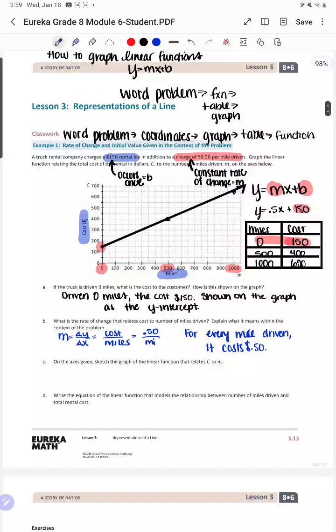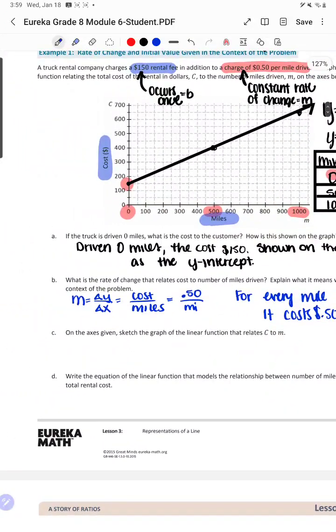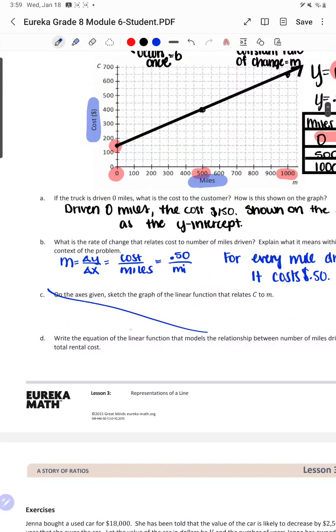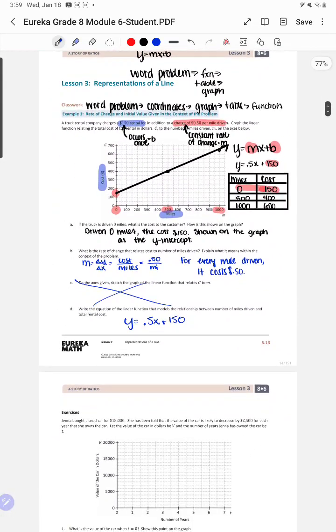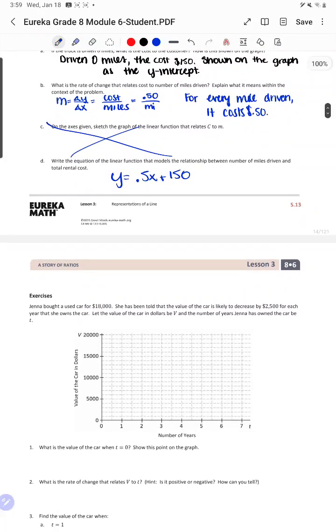And that's our meaning. All right, now it says we're going to skip C, and it says to write the linear equation, which we already have, y equals 0.5x plus 150. Okay, that's question number 1. Moving on to question number 2.